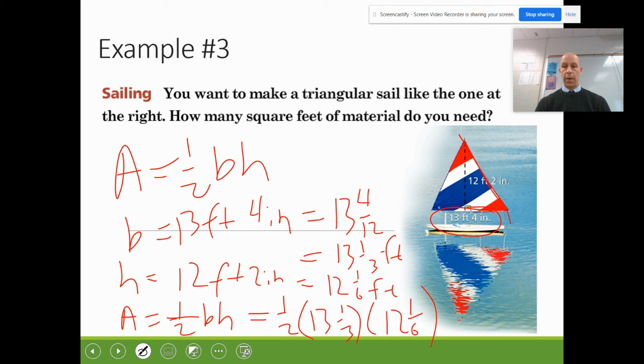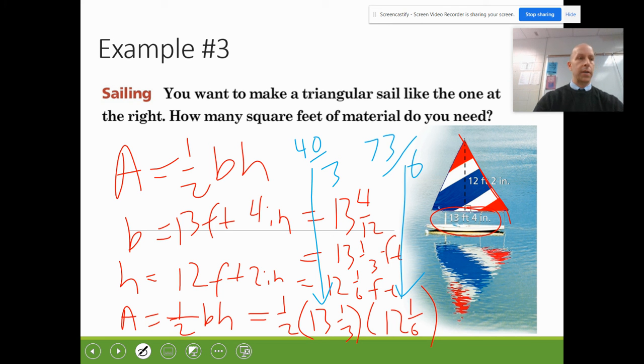And then I need to multiply that by 73 over 6. Let me just go ahead and write those in here real quick just so you know where those came from. This 13 1/3 is the same thing as 40 over 3. And this guy is the same thing as 73 over 6.